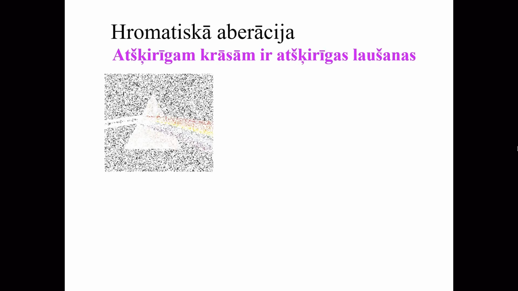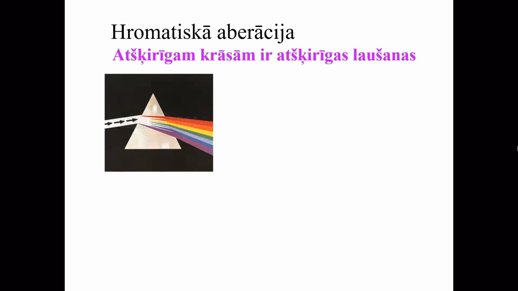The next one, chromatic aberration. Aberration means the defect of the image. It means not so bright an image, not so sharp an image, not so clear colors, a little bit spread image. So now we speak about the chromatic aberration that is connected with different colors of the white beam, of the white light. So this is a prism.